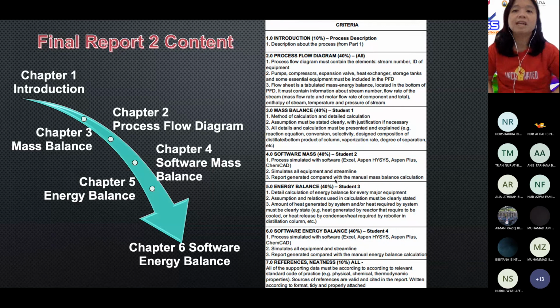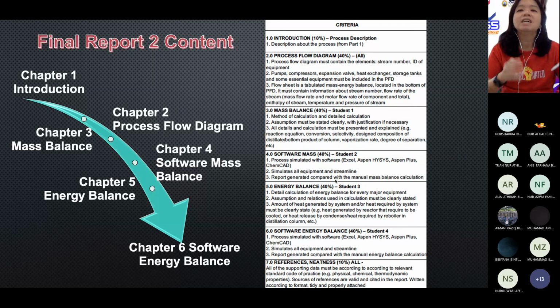So similar to mass balance, there will be 2 students doing energy balance, because one will be doing manual calculation, and another one will be doing the simulation using software. As I said, I give you the option of Excel, Aspen HYSYS, or any other software that you're familiar with. Just that in my class, I will use Excel to make sure that everybody will not have any problem accessing it. But it is the same, whether you use Excel, HYSYS, or manual calculation, at the end of the day, if you use the same information, the answer will be the same. The calculation will be the same.